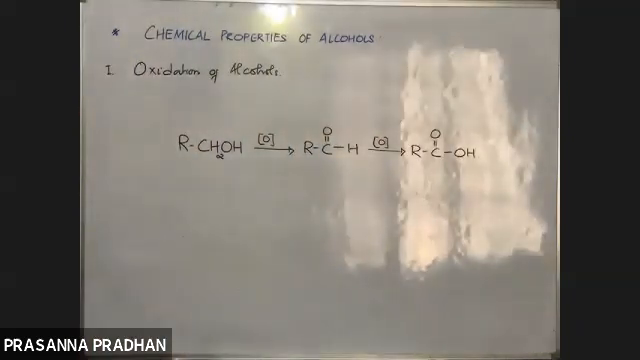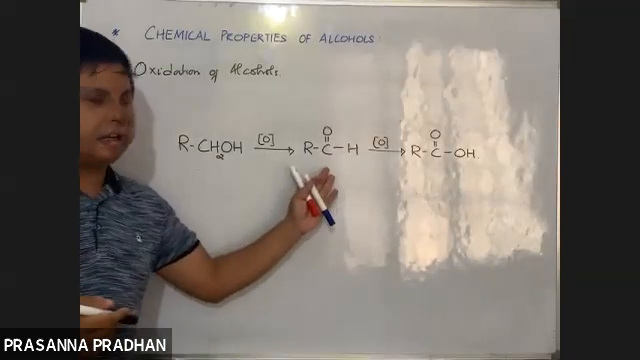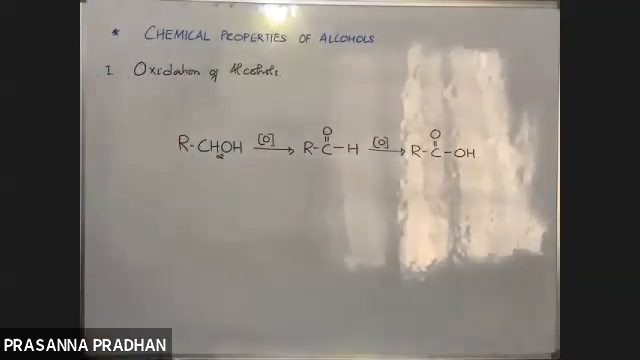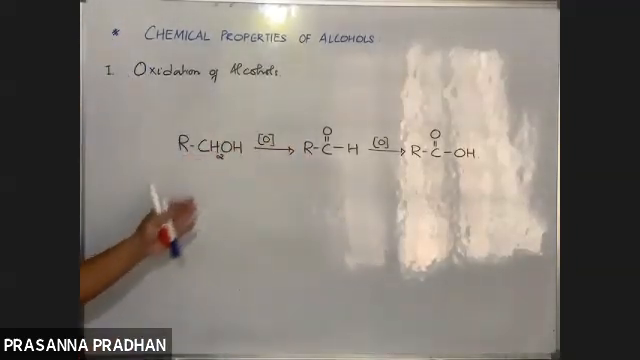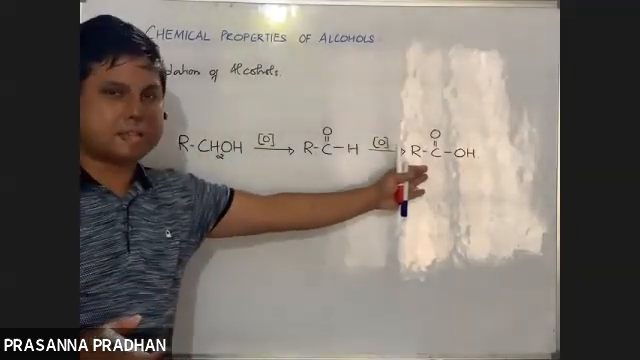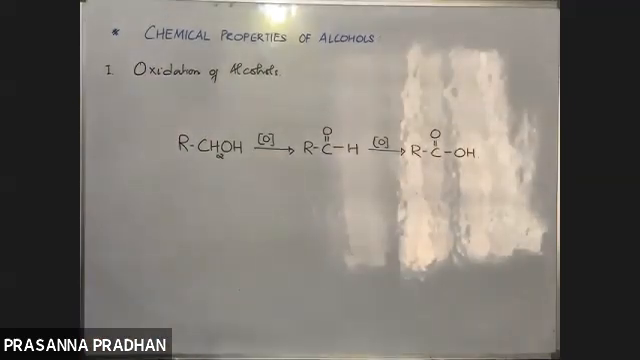Carboxylic acids. This is the final product of oxidation. So 1 degree alcohols, oxidation, aldehyde, oxidation, carboxylic acid. Now, where will the oxidation stop? Will the oxidation stop at the aldehyde stage, or will the oxidation proceed towards the acid stage? Now, this depends upon the nature of oxidizing agent used.